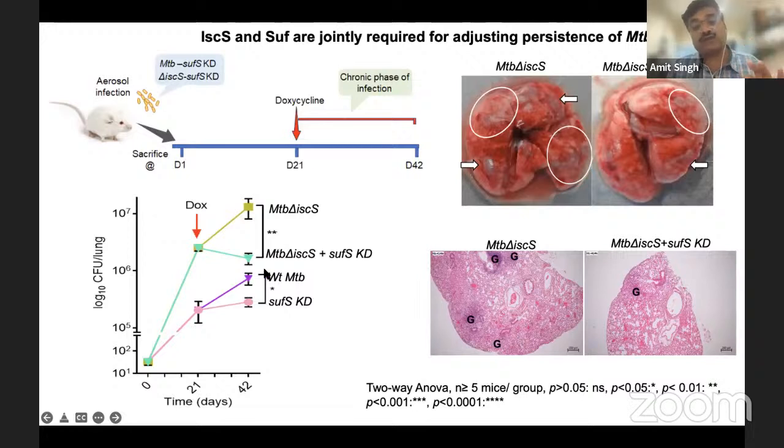So which sort of tells you that the SUF system might be deregulated in the ICS mutant inside animals. We don't have evidence of a deregulated SUF system in the mutant in vitro, but we are yet to find out whether it happens in the complex environment of animals. This is the gross pathology, which you see that the ICS mutant shows hypervirulence, destructive pathology. If you knock down sufS in the ICS mutant, you are able to restore an intermediate level of virulence. And the same is the data with the histopathology.